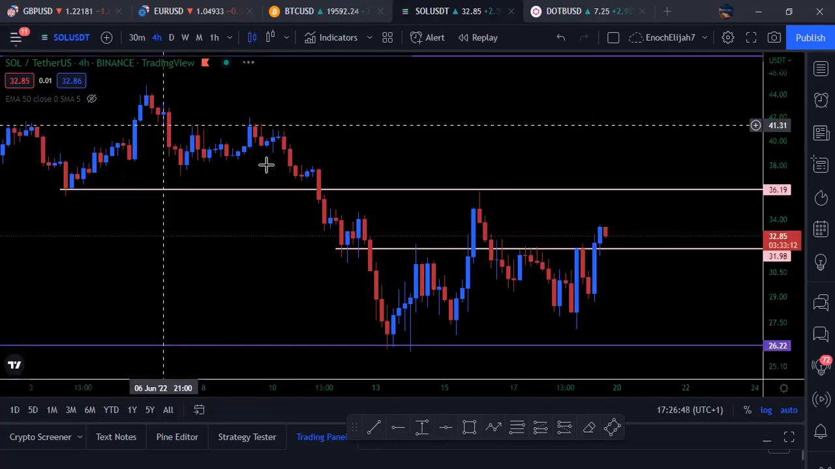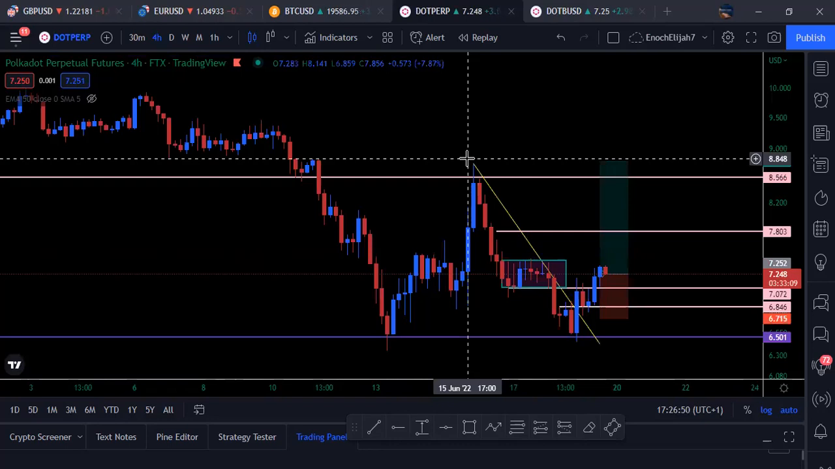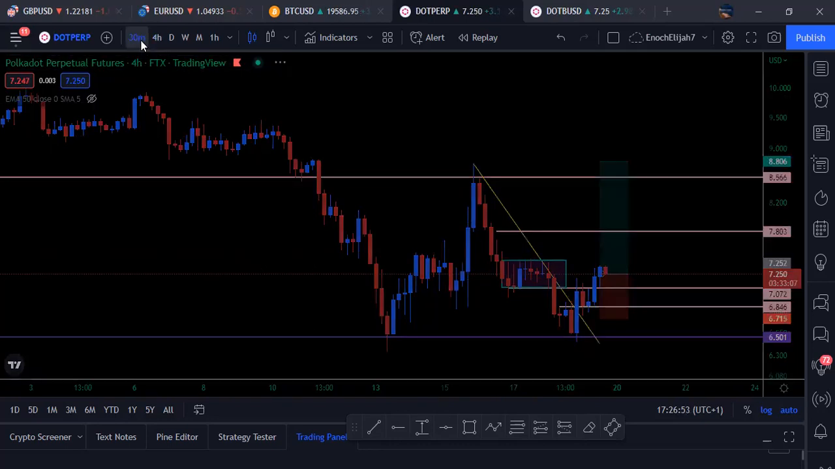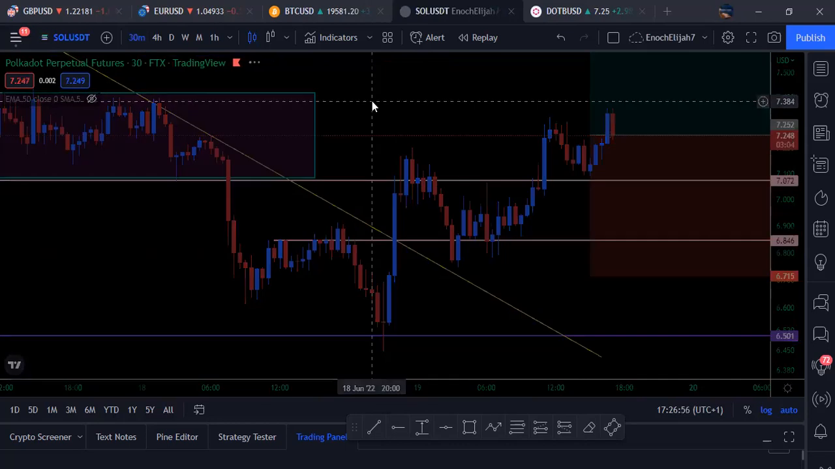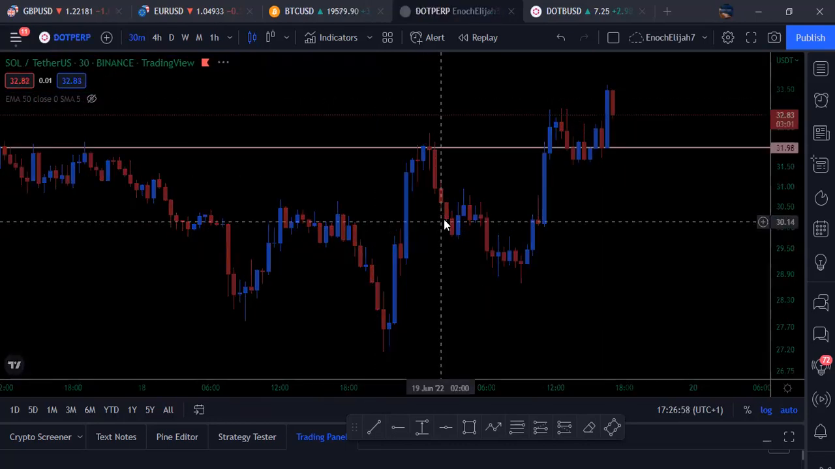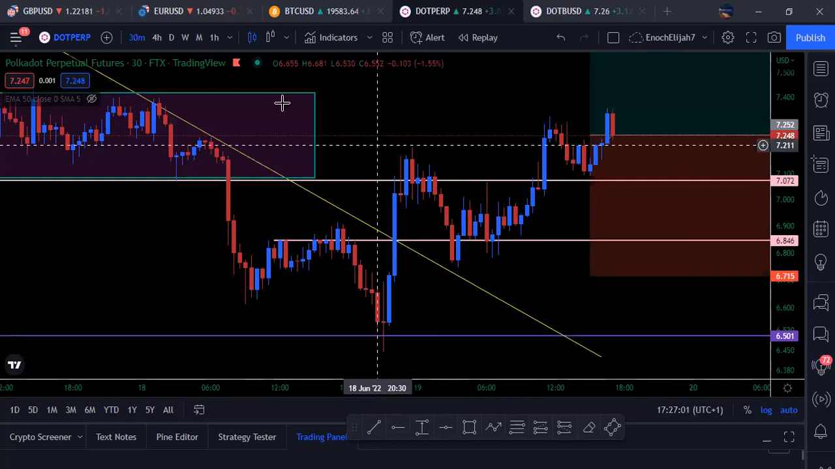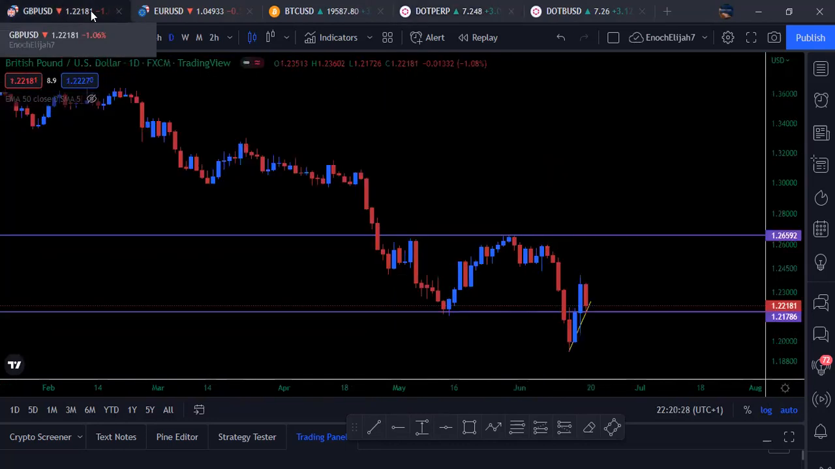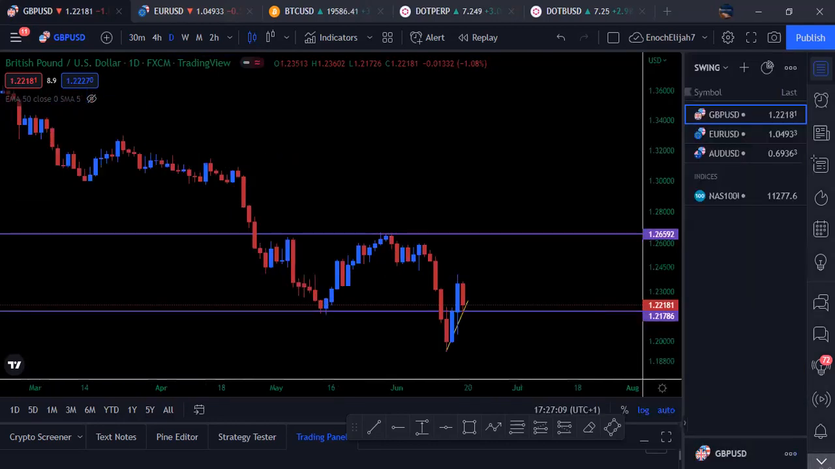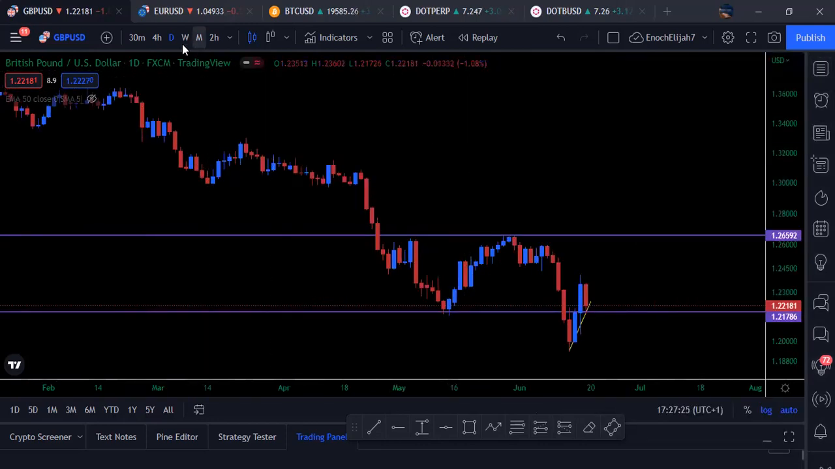So let's go to the Forex markets. Now, the Forex markets. Let me give you the currencies you should be analyzing. Just these three: GBP/USD, EUR/USD, AUD/USD. Just these three you should be analyzing for now, so you can master them.